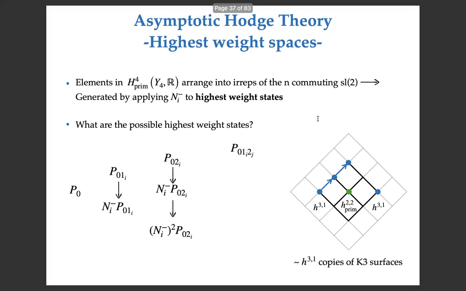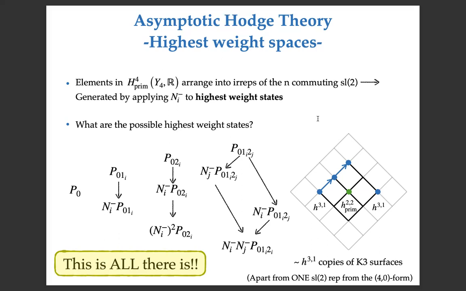And then we can generate the rest by applying the lowering operators. This is probably one of the most important messages from all this analysis. You can have your favorite Calabi-Yau fourfold, it can be very complicated, whatever. You go close to the boundary, in the strict asymptotic regime. All the primitive four-form cohomology is of this form in terms of SL2 triplets, except for one piece that can be more complicated but, as we will see, will not play an important role with respect to the Tadpole conjecture. But everything else has to be of this form.